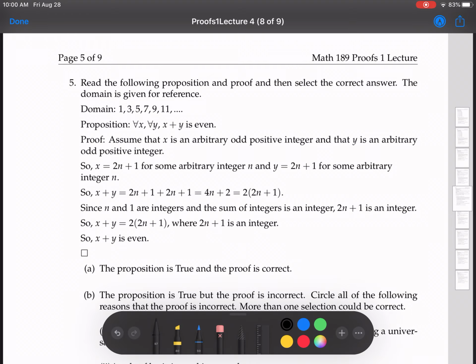Okay, so the thing that's incorrect about this proof is that the prover assumed that x and y are in fact the same odd positive integer. And that's not what this is saying. This is saying that no matter which two odd positive integers you choose, when you add them, the result is even. But this proof really just proves that for all x, x plus x is even. Okay, I know. Anyway.